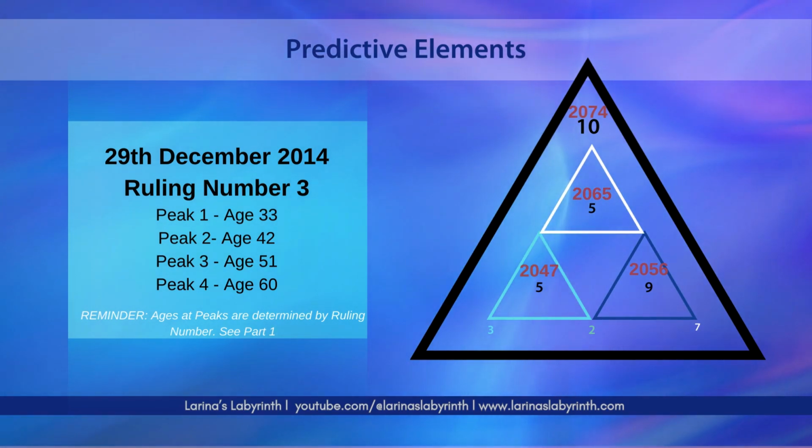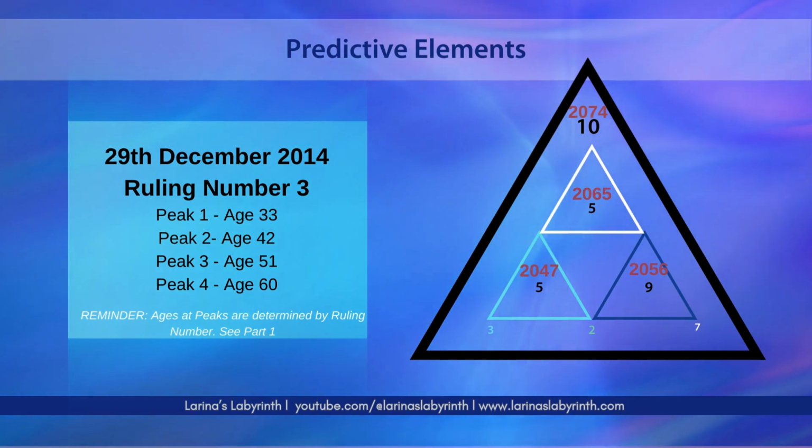Now, of course, before we can actually create or get any form of insight as to what are the life peaks, we have to know the ruling number. So I have used this birth date here, 29th of December 2014. The ruling number for that birth date is actually the number 3.